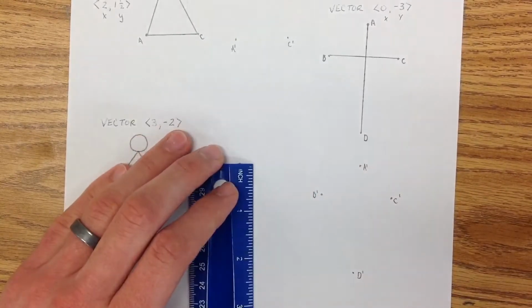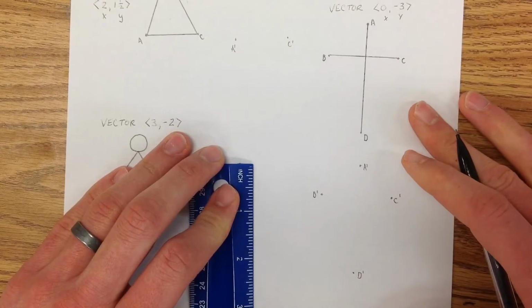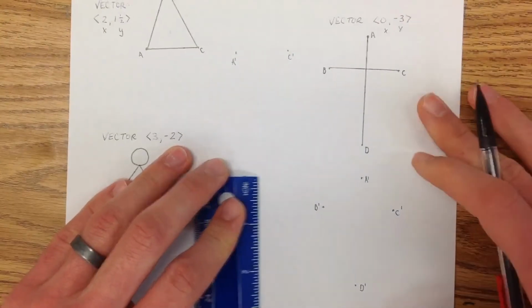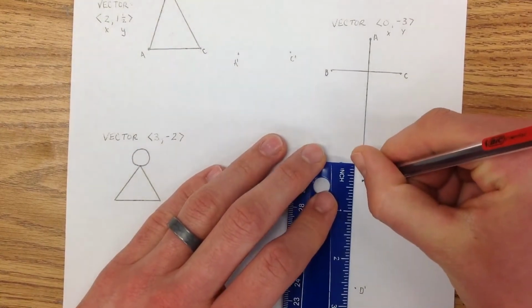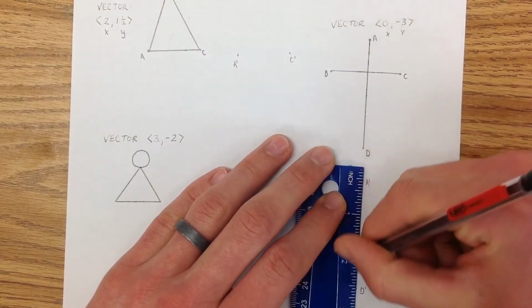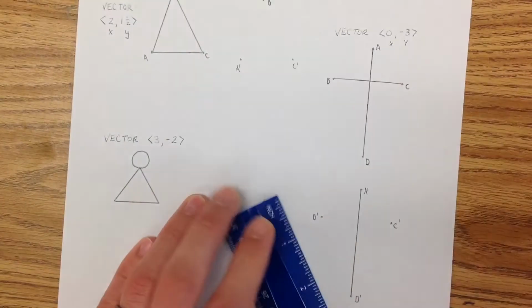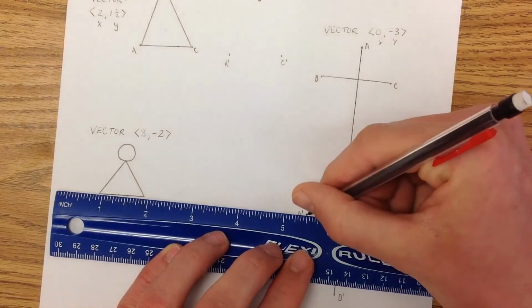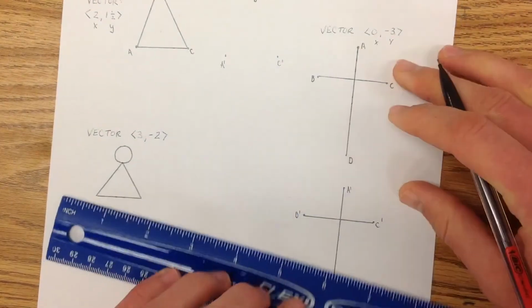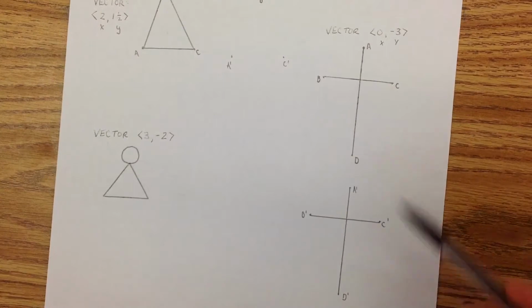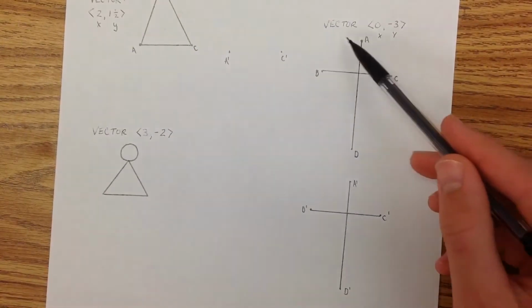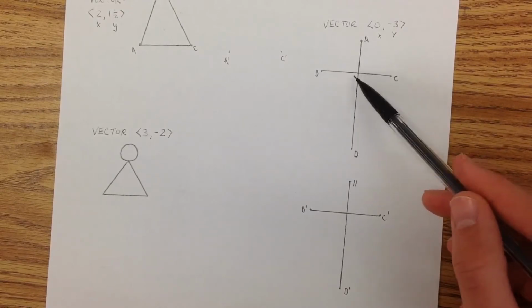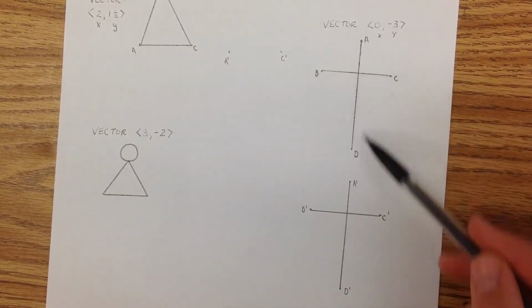Call it D prime. And now, since I'm not moving, I've already moved it up and down, I'm not moving it left and right because of the 0, so I can go ahead and connect those. And that is now this shape translated 0, -3. I translated it not left and right at all, but down 3.